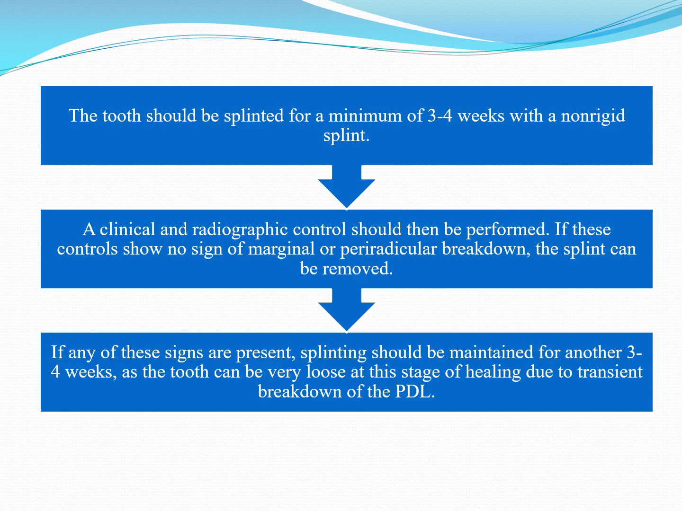If you don't see any signs of marginal or periodontal breakdown, you can remove the splint. But if you see any signs of marginal bone or periodontal breakdown, then you have to keep it for another 3 to 4 weeks. So it needs some more time for the healing.